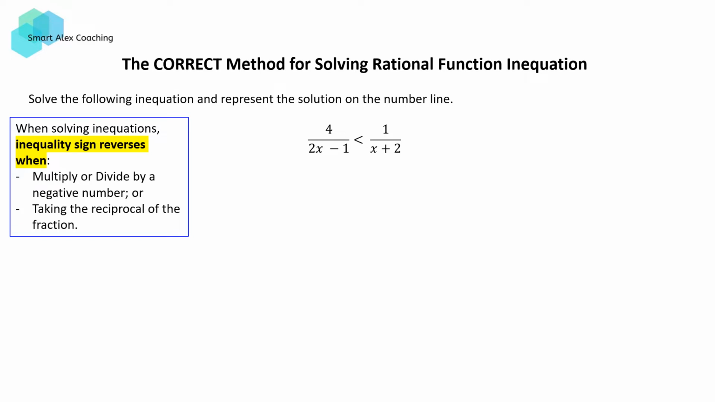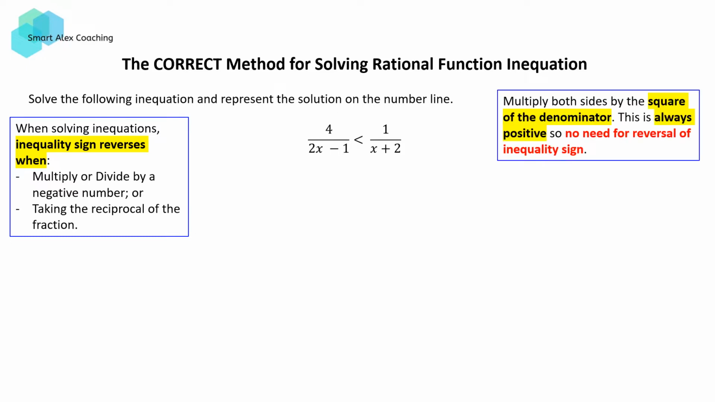So in order to avoid this problem, what we do is we multiply both sides by the square of the denominator. This is always going to be positive, so we don't have to worry about the reversal of the inequality sign. We multiply both the left and right hand side by 2x minus 1 squared, which is the denominator of the left hand side. We also multiply both sides by x plus 2 squared, which is the denominator of the right hand side. We then do some cancellation.